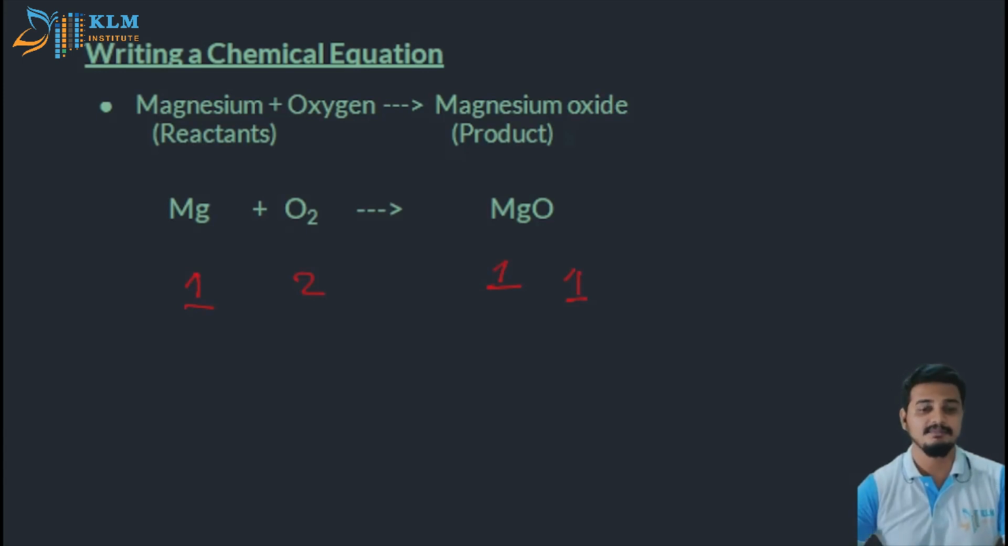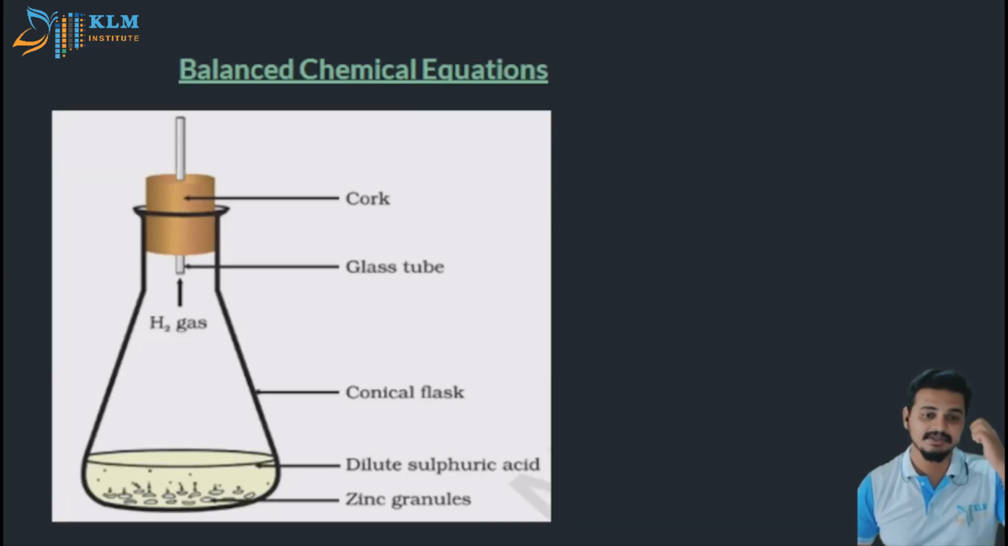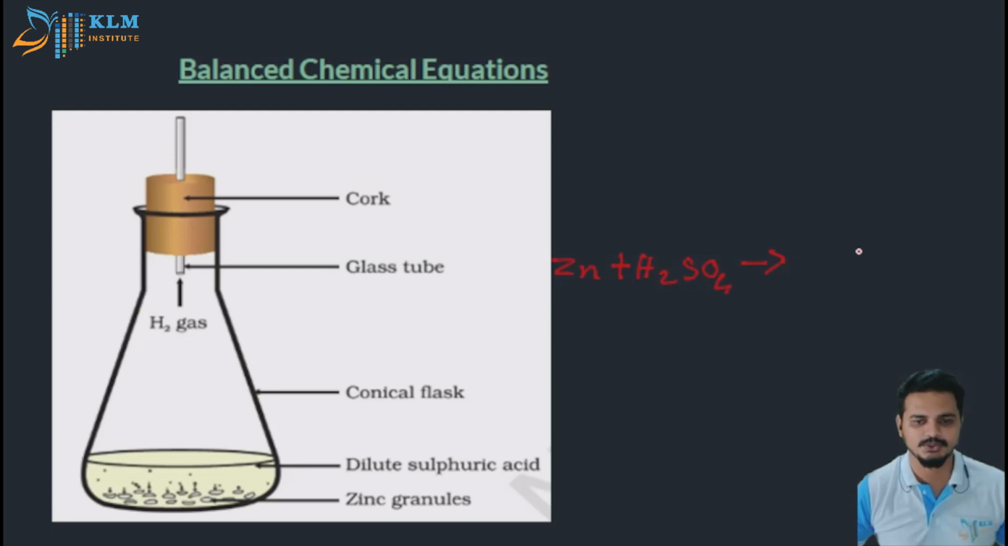So how do you write a balanced chemical equation? Let's see the previous experiment which we saw. You know zinc is a reactant. So we write Zn, that is the chemical formula of zinc, plus dilute sulfuric acid, that is H2SO4, which gives H2 gas, plus ZnSO4, that is zinc sulfate. The reaction between zinc and sulfuric acid gives these products. So this is a balanced chemical reaction.